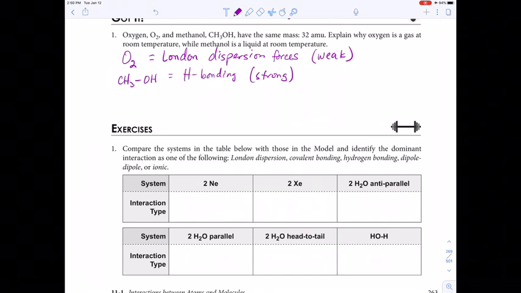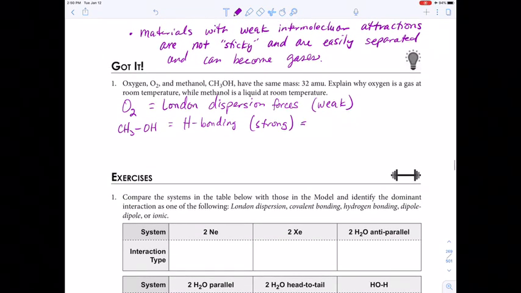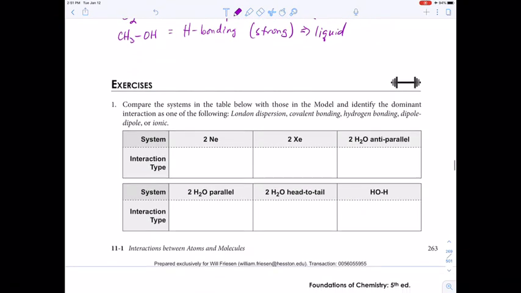So strong intermolecular attractions equals more likely to be a liquid. Weak intermolecular attractions likely means that it's going to be a gas. If for some reason the two molecules chosen were both liquids, the one with the stronger intermolecular attractions, the higher dissociation energy, would then have a higher boiling point.